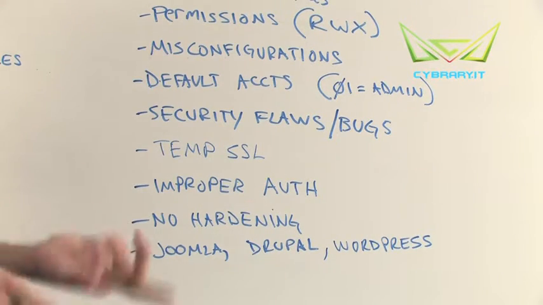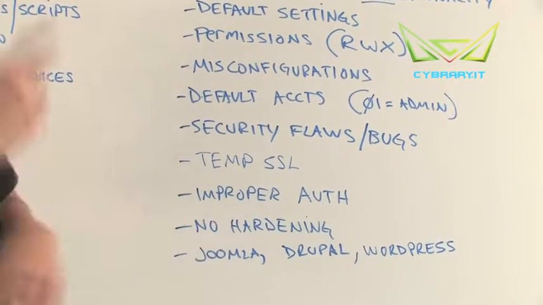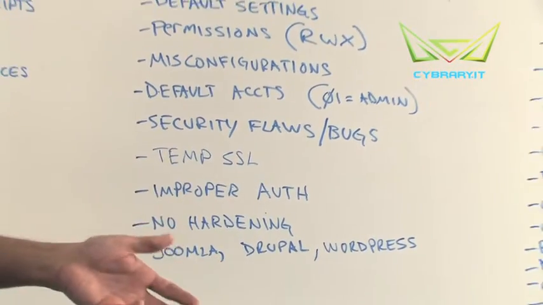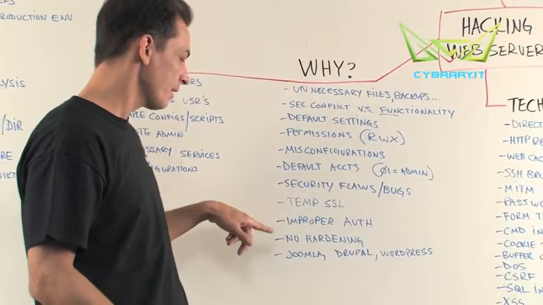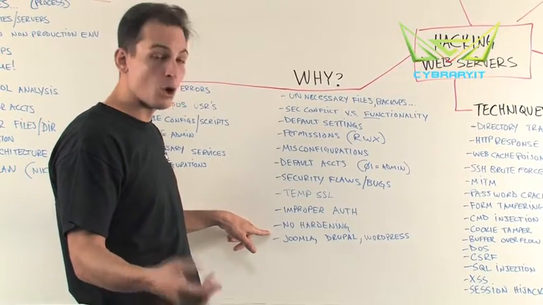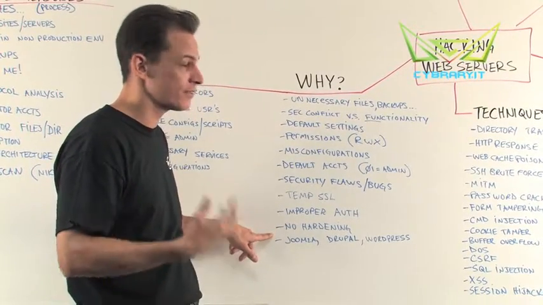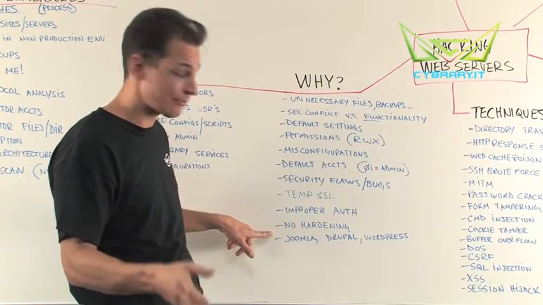Also, temporary certificates or temporary SSL. Let's say that you protect the login features of your website, but as soon as you log in, then you go back to clear text. Well, that's a field of dreams for a penetration tester, because now you're outside of the encrypted session. Or improper authentication, right? How about no hardening? Therefore, you have a large surface area of attack that gives the penetration tester tons of space to go after.